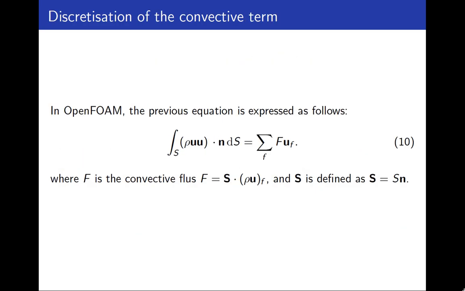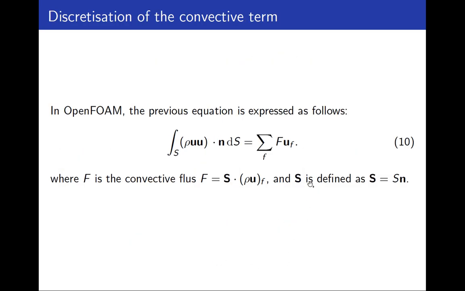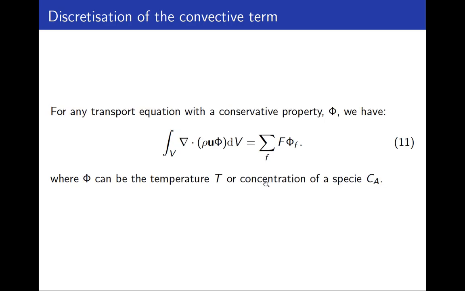So in OpenFOAM, they use this notation. Instead of expressing this surface integral as equation 9, it usually appears as this equation 10, where F is the convective flux that is computed at just this vector, which is just the product between the surface and the unit normal vector, and then you have to multiply this vector by this quantity at each of the phases of your control volume.